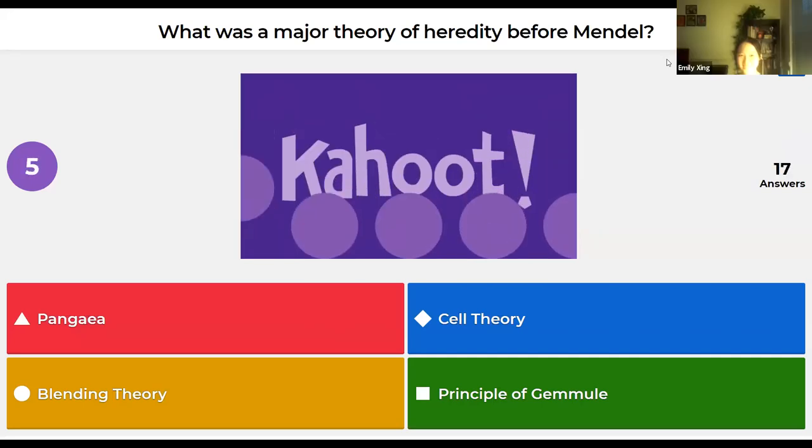What was a major theory of heredity before Mendel?